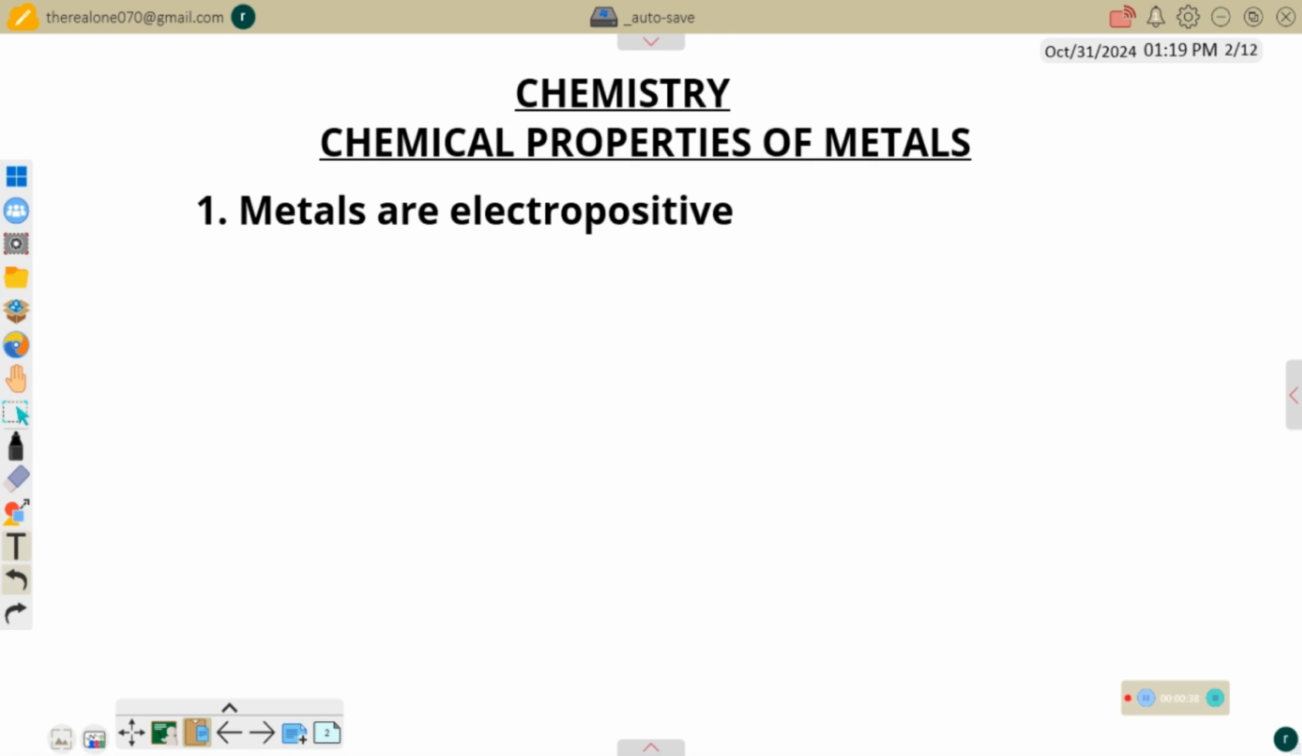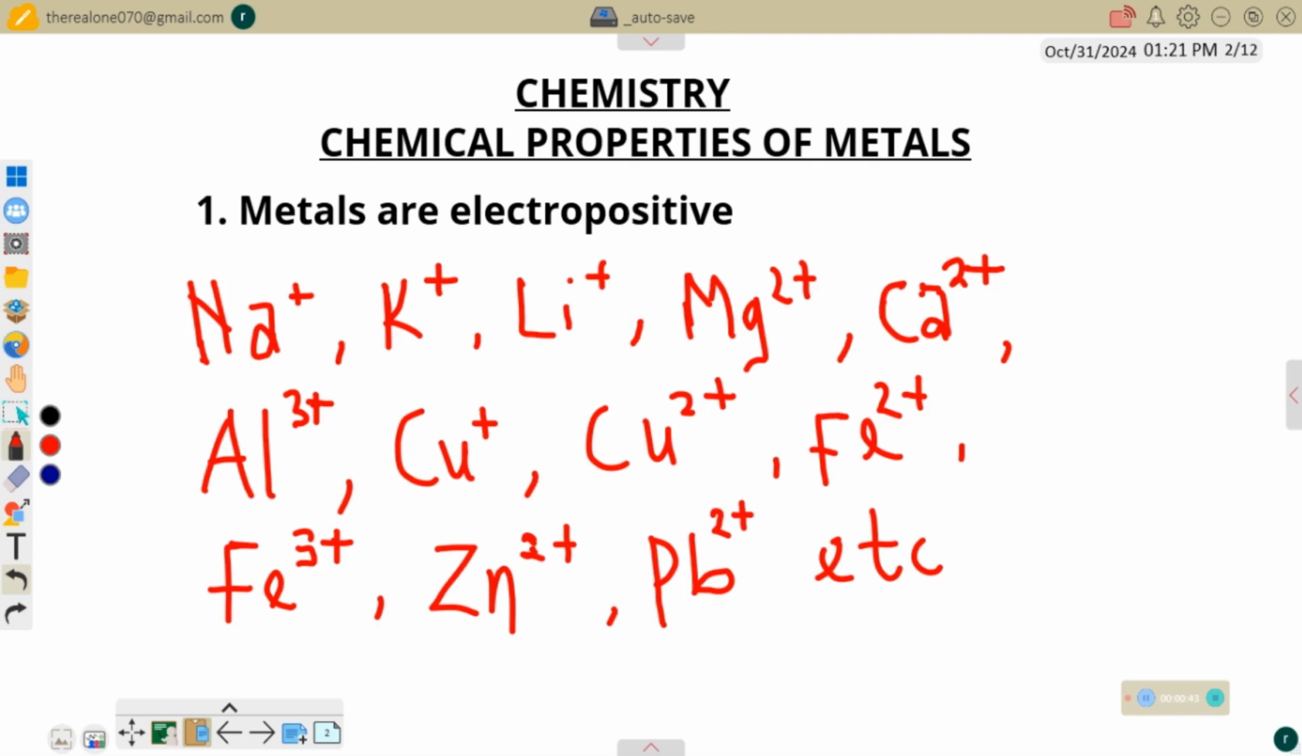Look at examples of metallic ions, which are positive ions. Here are some of the examples of metallic ions. All of them are electropositive, starting with Na+, which is sodium ion. We have potassium ion, K+, lithium ion, Li+, magnesium ion, Mg2+, calcium ion, Ca2+, and so on. So this indicates that metals are electropositive. They lose electrons to become positively charged.